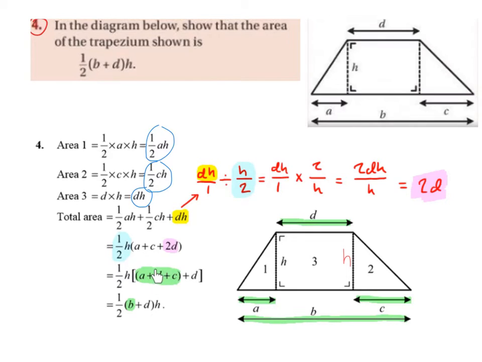Now A plus D plus C is the same thing as B. If we have a look at the bottom, A plus D plus C is the same distance as B. So we can swap A plus D plus C for B. We still have the D. So we end up with a half H times B plus D. And then all we're going to do is bring the H over the other side. So it's going to be half times B plus D times H, which is what we were asked to show.